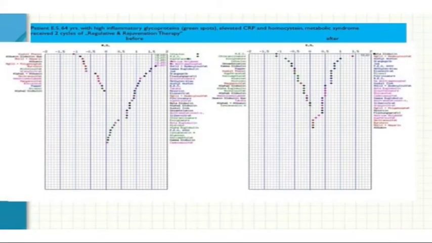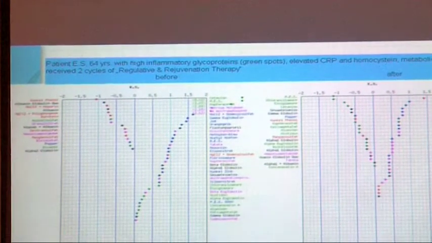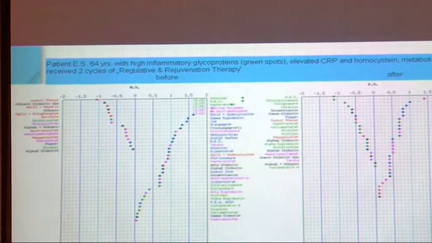This therapy, what patients are suitable for? Well, I will show you, because I assumed this question. Now, I'm a scientist, so I want to see whether my treatment works or whether I'm on the right side. So this is a patient who comes with high inflammatory glycoproteins, and I'll tell you what this is in a second.